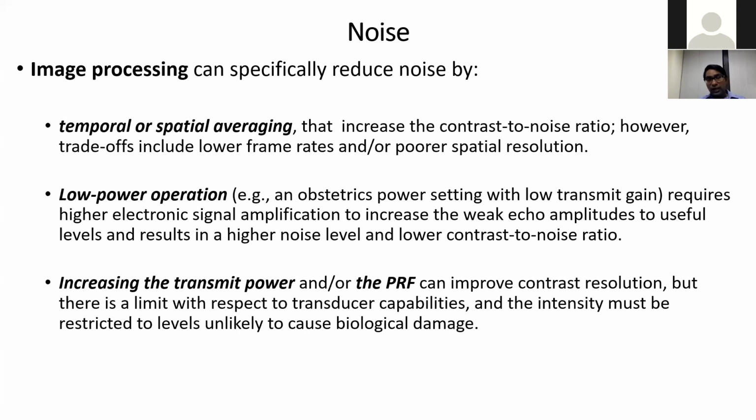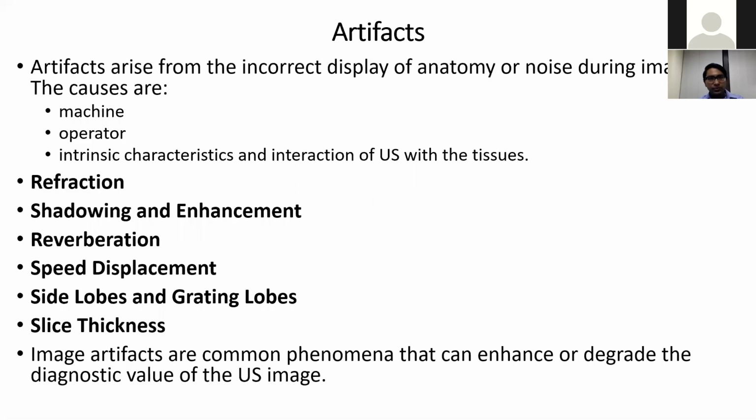Where possible, we would like to increase the transmit power and or the pulse repetition frequency so that we can improve the contrast resolution. However, the amount of energy that we can send into the biological tissue is governed by the FDA. And typically, in terms of intensity for peripheral organs, we are limited to 720 milliwatts per centimeter square of energy that we can send into the body. There are a lot of artifacts related to ultrasound imaging. I think in the interest of time, I might skip this portion.